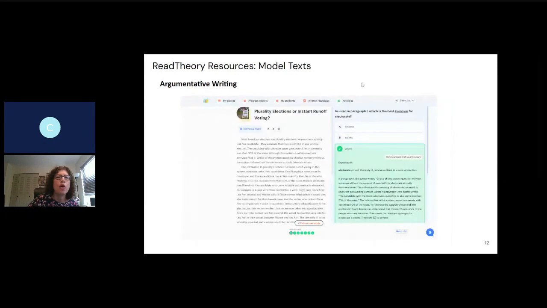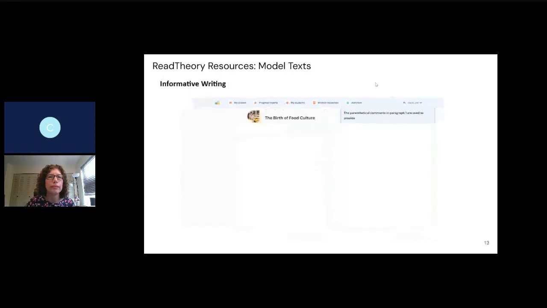We have examples of argumentative writing in ReadTheory. So plurality at elections or instant runoff voting. This particular selection actually is a great example of argumentative writing. It not only presents the writer's opinion on the issue, but it also gives the counterpoints and counter arguments. So for those teachers who are trying to teach students how to use not just their opinion in writing, but to give counter arguments, this could be used as an example of that.